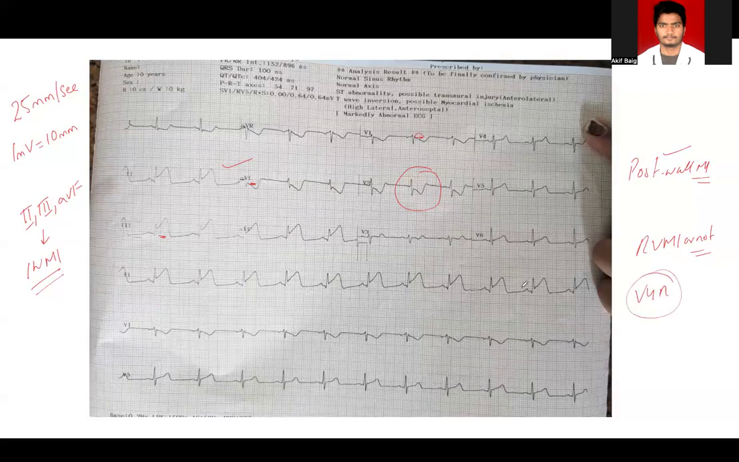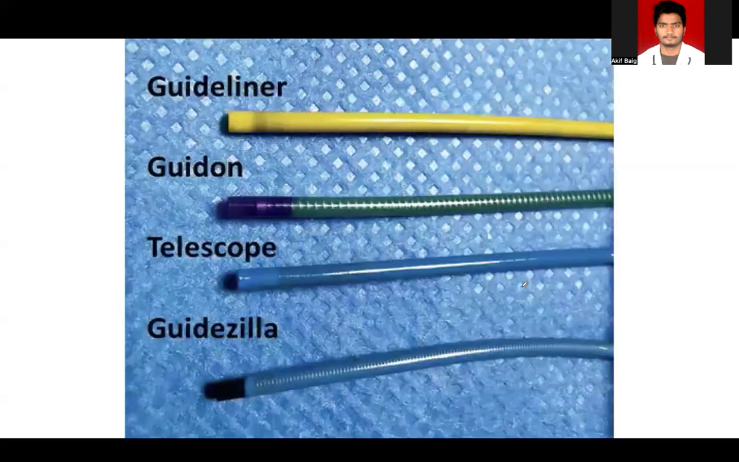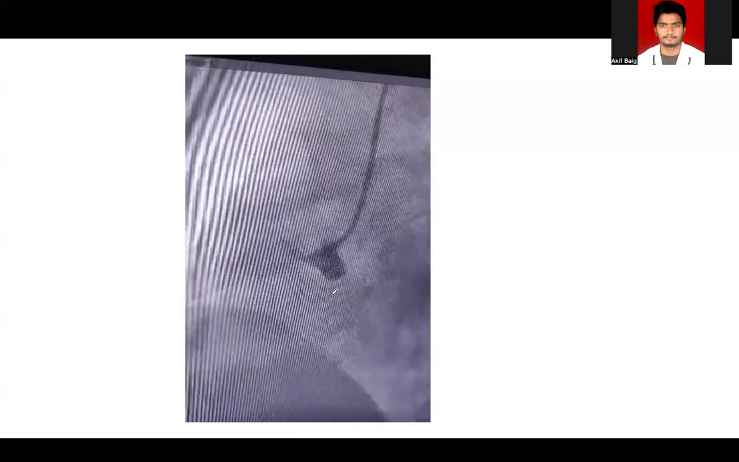This patient was immediately taken for angiogram, and the angiogram is shown below. So I'll play the video here. You can see this patient has acute occlusion of the right coronary artery.